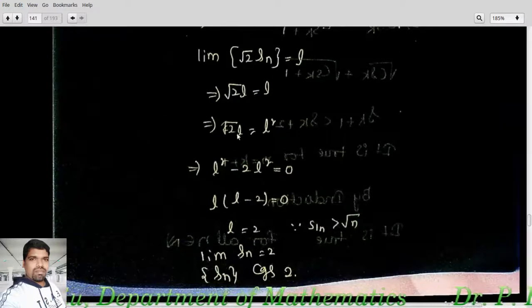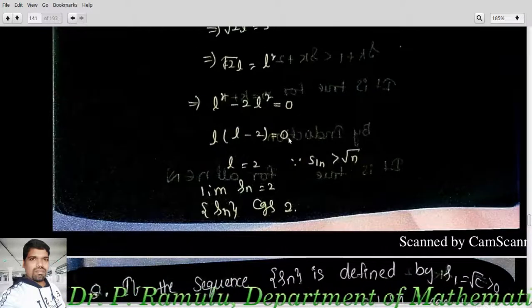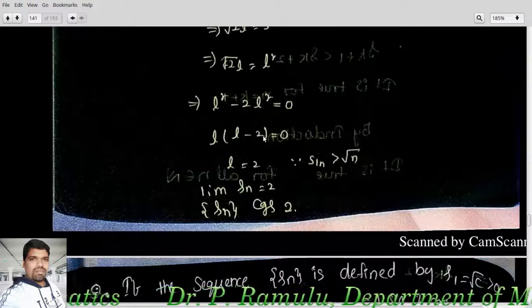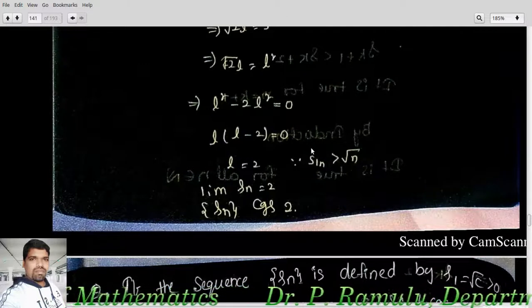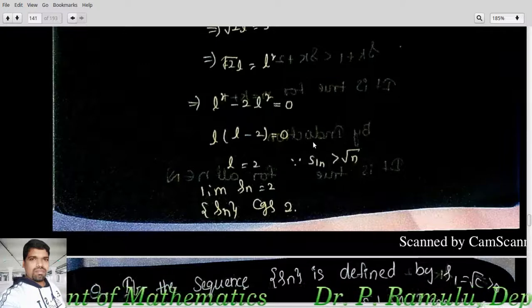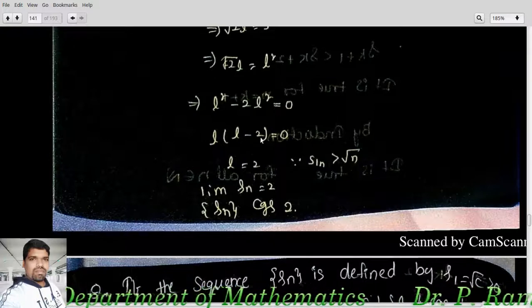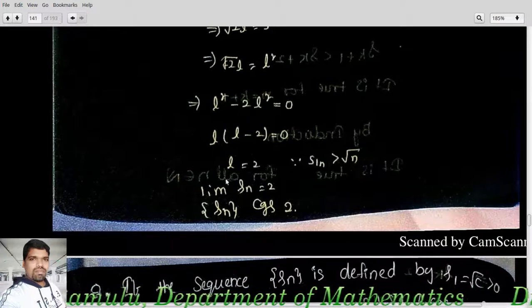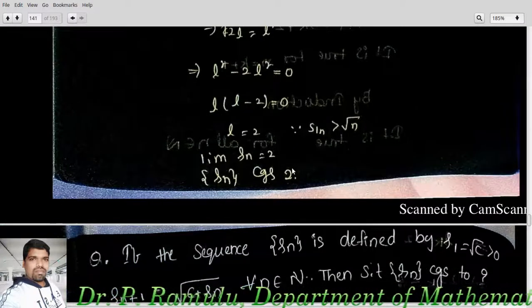Squaring both sides, 2L is equal to L square. L square minus 2L equals 0. Taking L common, L into L minus 2 equals 0. So L equals 0 or L equals 2. S1 is greater than root 2, so L cannot be 0. Why can L not be 0? Because all terms of the sequence are positive only, that means greater than 0. L cannot be 0. That means L minus 2 equals 0, L equals 2. Therefore, Sn converges to 2. So this thing we have shown.